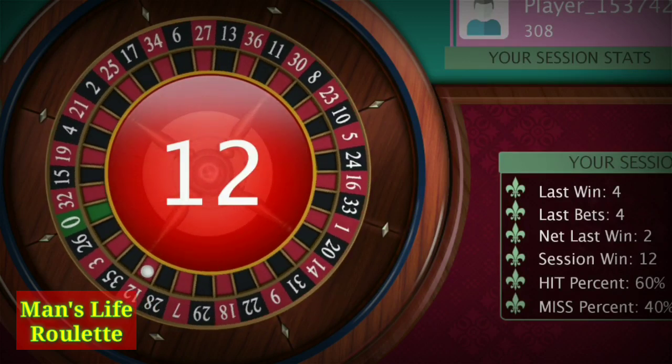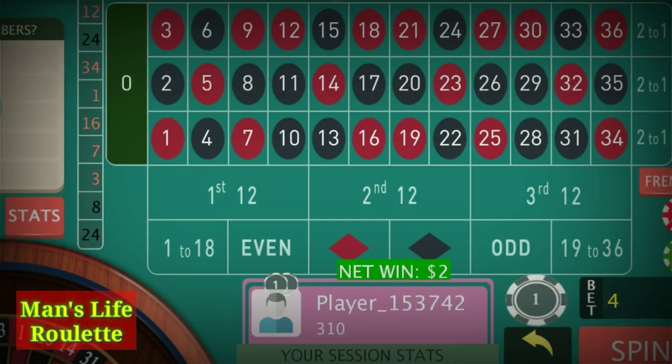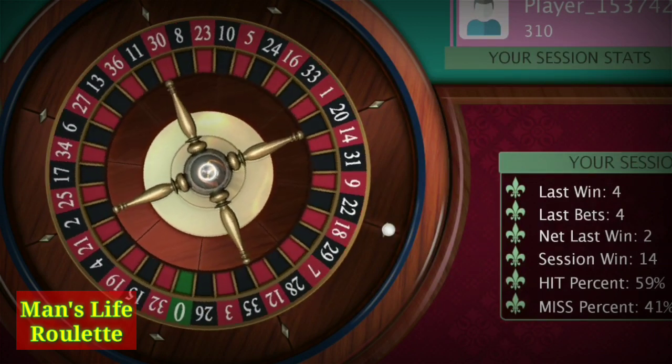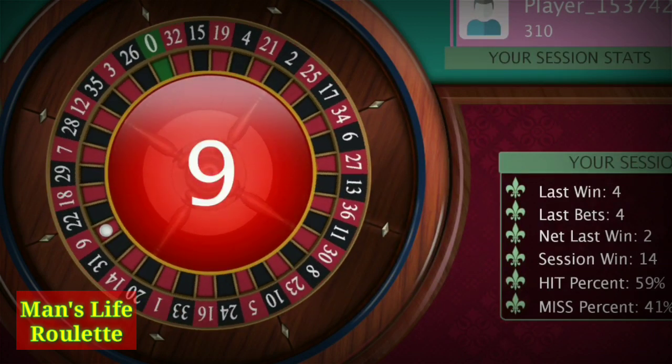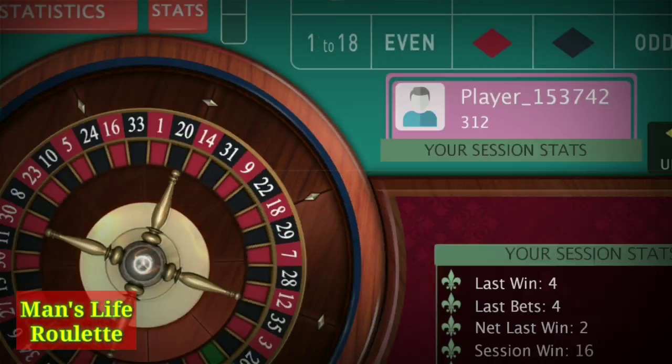Is 12 another winning number? So again, just rebet and play. Again a winning number. So again, just rebet and play.